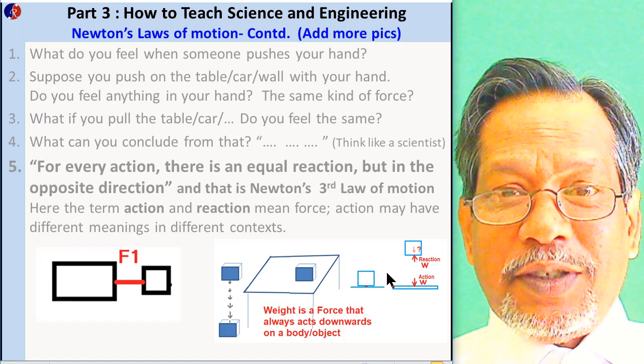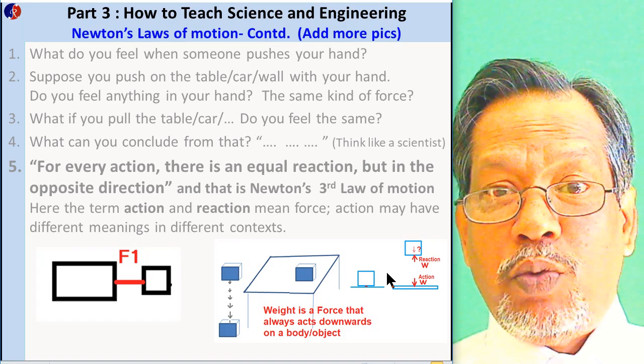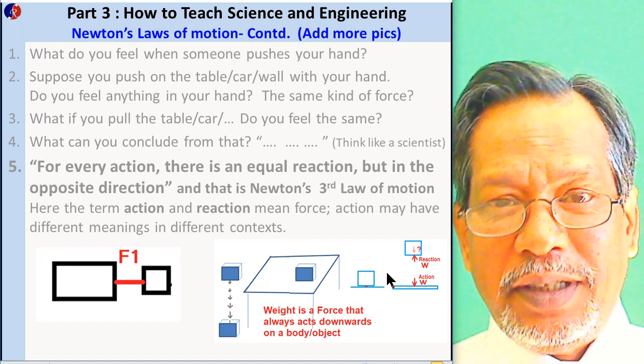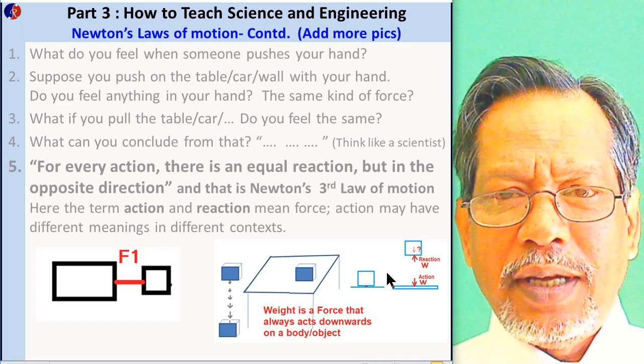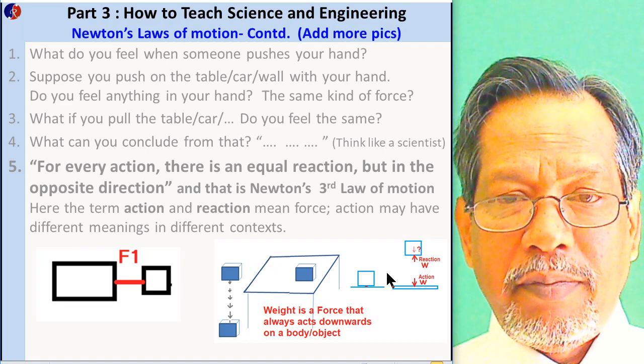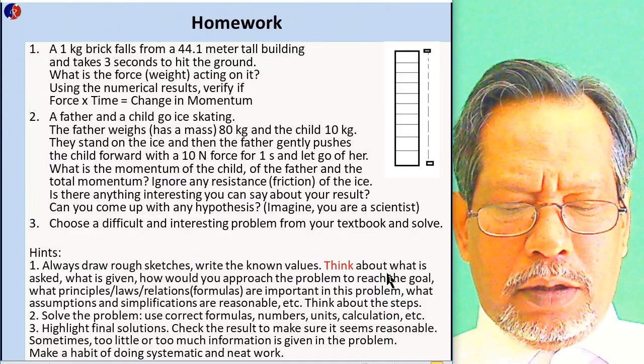So anytime there's a force applied on a body, the body applies equal and opposite force on the body that was applying the force. In this case, it's you. If you are applying a force on the body, it will apply equal force back at you. Okay?